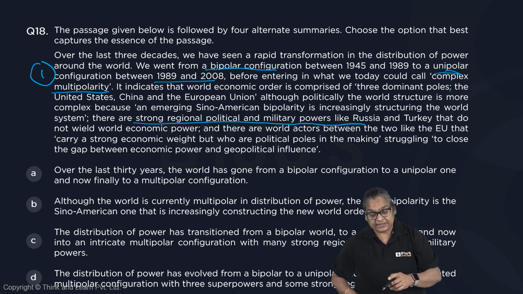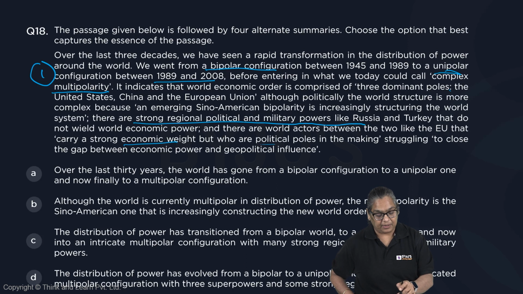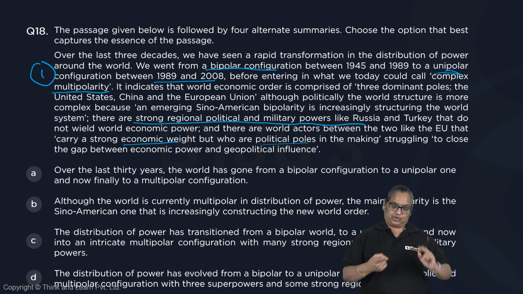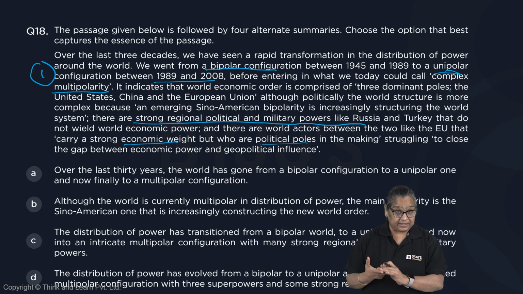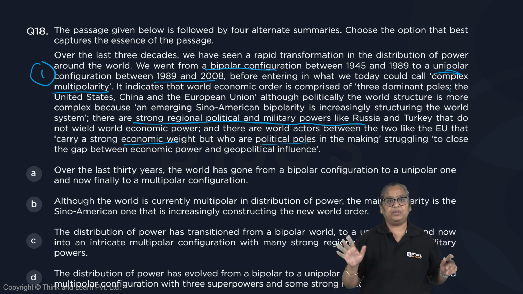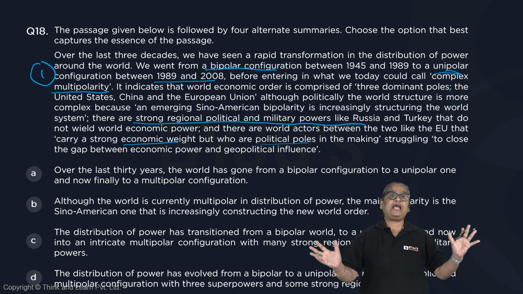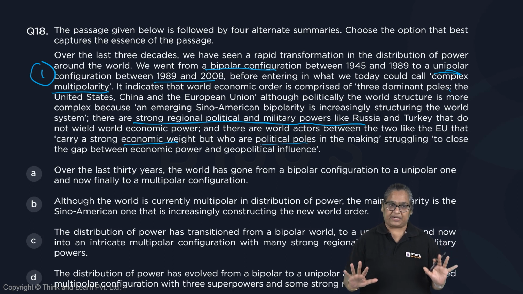And there are world actors between the two, like the EU, that carry a strong economic weight, but who are political poles in the making. So you have Russia, Turkey, who are politically and militarily powerful, not economically powerful. You have EU, which is economically powerful, but not politically powerful. It's just trying to become politically powerful. So this is the way he has described the complex multipolarity of the present world.